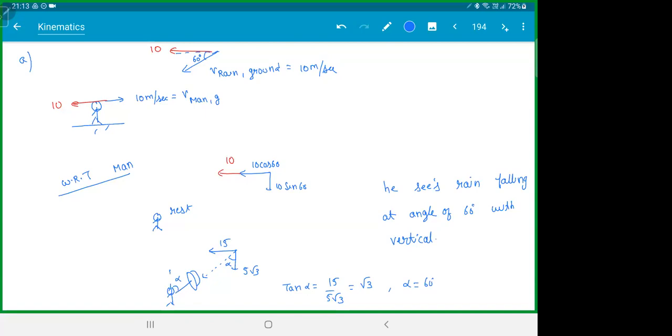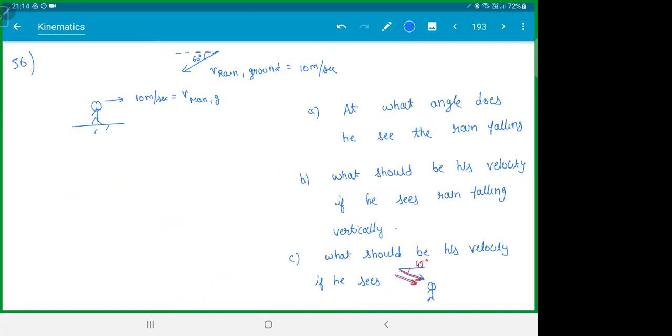Simple, right? Stop the man, give the velocity opposite to the man's velocity to the rain, and then get the result and finish it off. Get the other two parts B and C. Keep going. Any doubts on the first part, please ask. Second question, see, what should be his velocity if he sees the rain falling vertically?